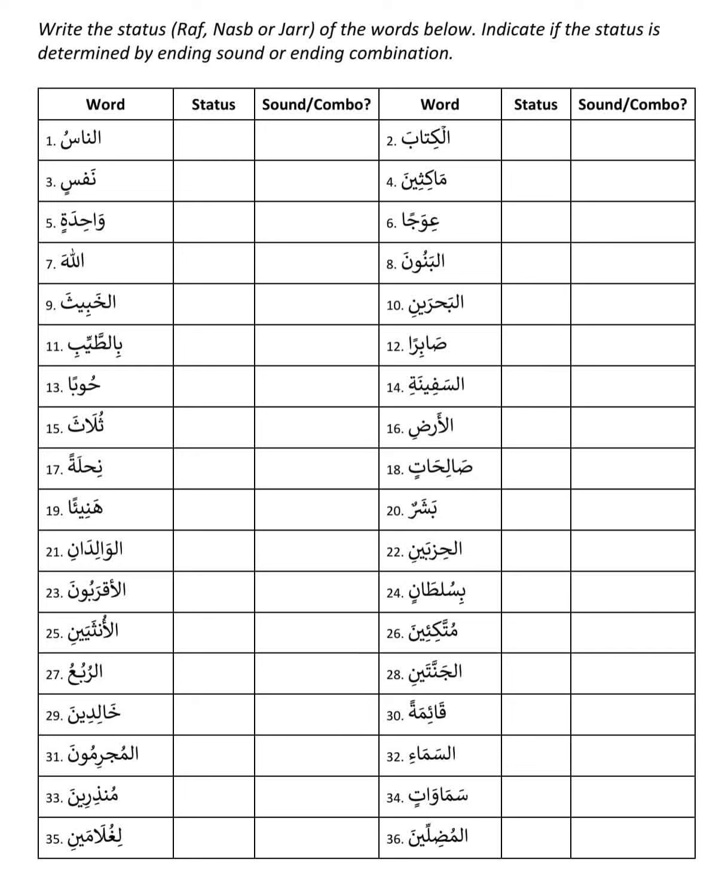Al Banuna is like Muslimuna, the una sound is there. So Muslimuna is Rafa, like Al Banuna is Rafa. It's a combo, not a sound ending. And Al Khabitha, Khabitha is a sound ending. It is a nasib.